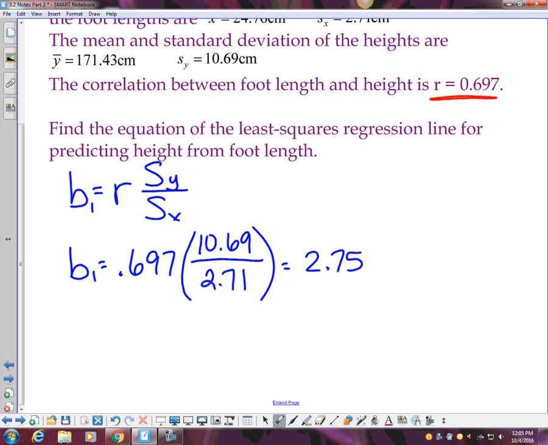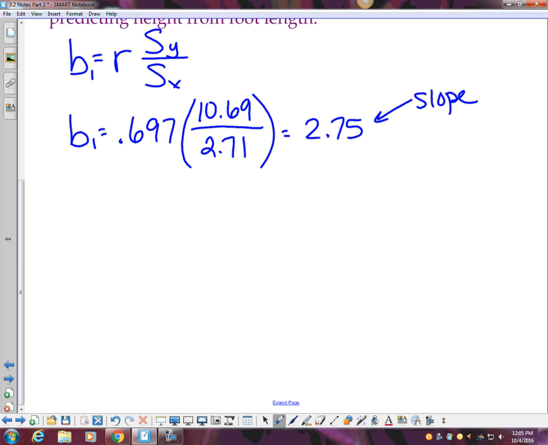And I really encourage you to hit pause throughout this video if you need to slow down and catch up, if you need to go type something in your calculator to make sure you're getting the right answers. Just remember that you have that option to slow it down or rewind it and hear something again. So what I have found right here is my slope. So now I'm going to find my y-intercept, which is b sub 0.